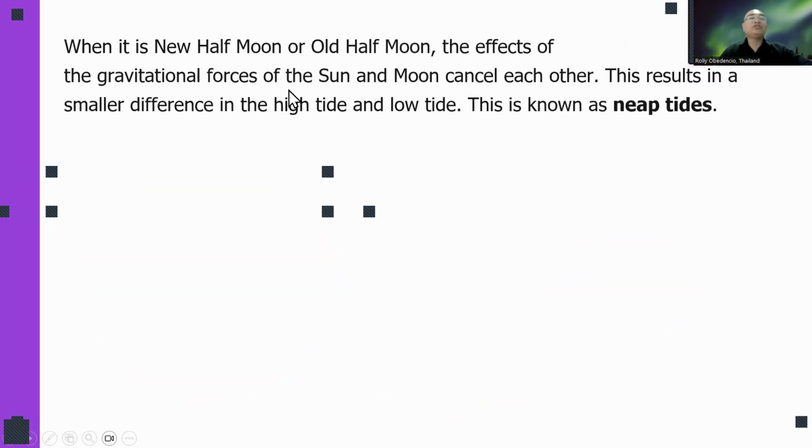When it is new half moon, or old half moon, the effects of the gravitational forces of the sun and moon cancel each other. This results in a smaller difference in the high tide and low tide. This is known as neap tides.